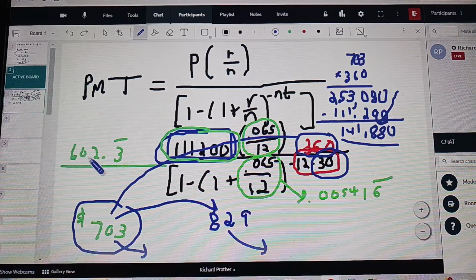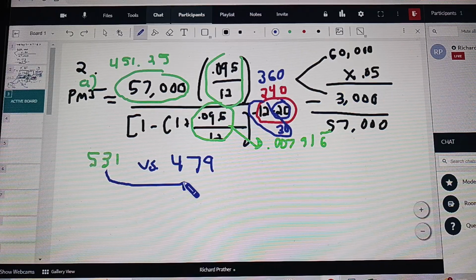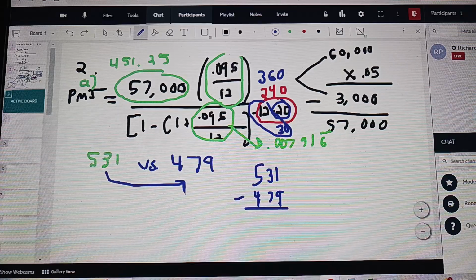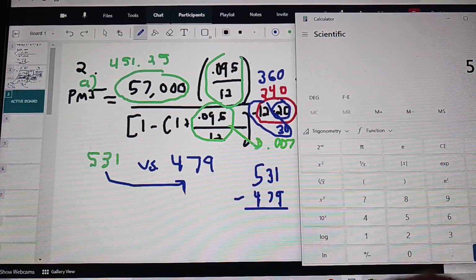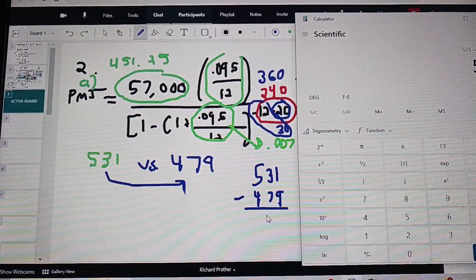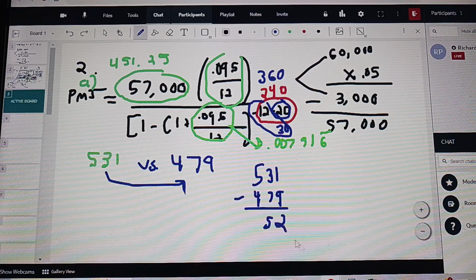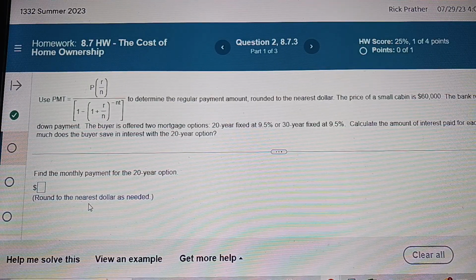But $50, maybe you could. Maybe you could, maybe not. But it's more feasible here. So 531 minus 479. This is only $52 more per month. That's what they're getting at here.